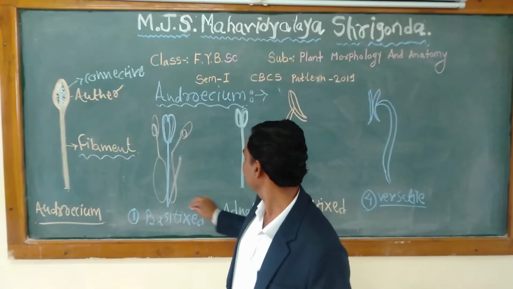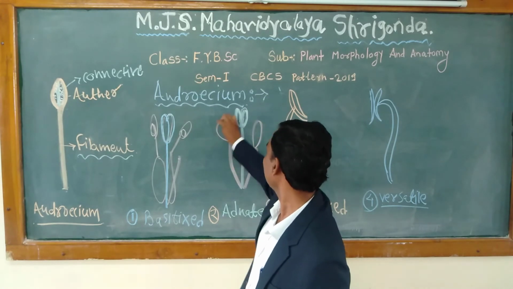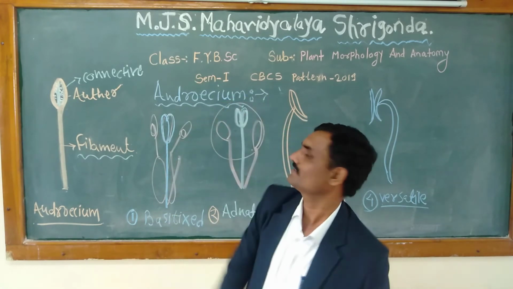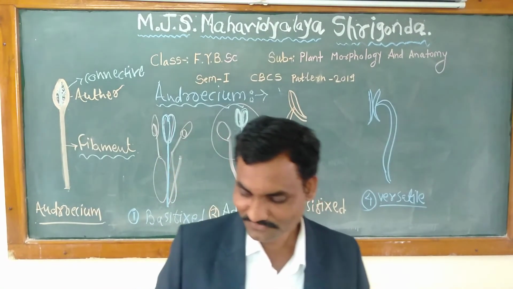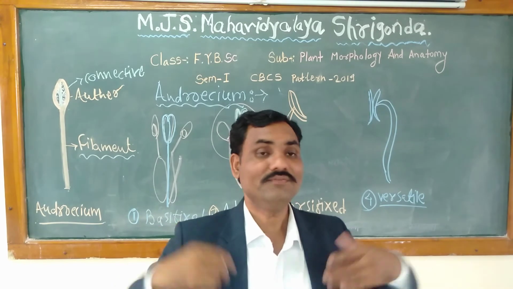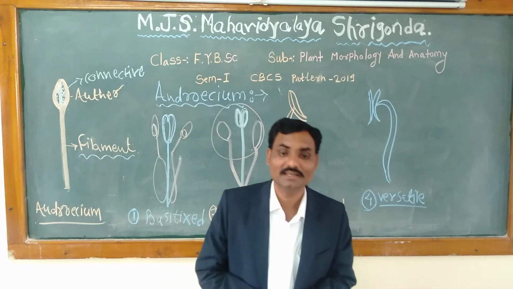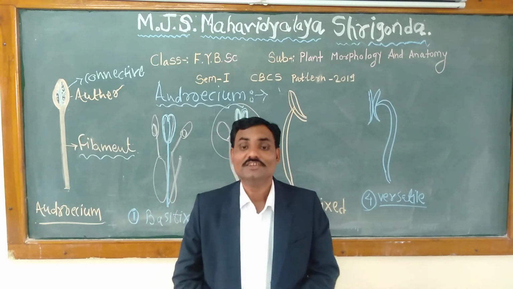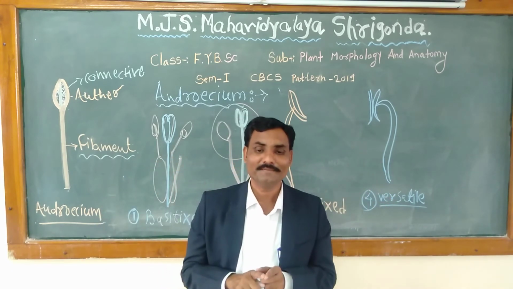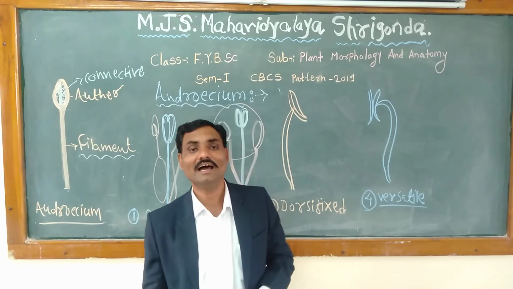This is a filament. See, this is a filament, this is a filament. The anthers are free. Adelphous condition. Adelphia are again divided into different types: monoadelphous condition, diadelphous condition, polyadelphous condition, syngenesious condition, synandrous condition. There are 5 types of conditions of the Adelphia.